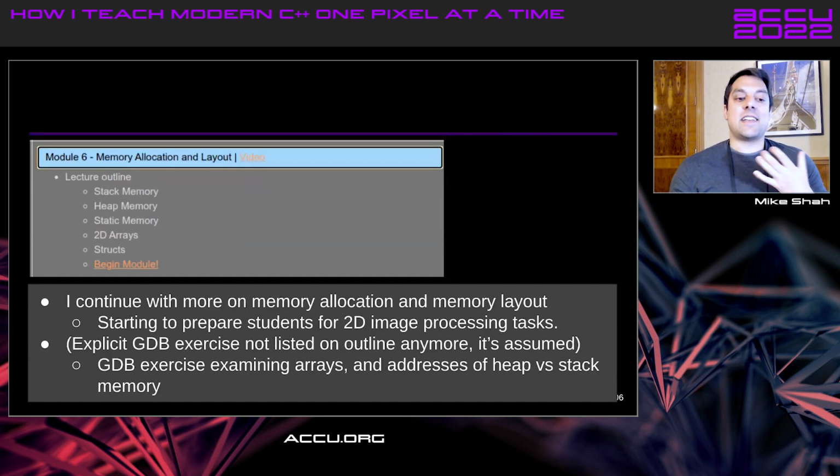Module 6, again, continuing on memory. We need plenty of exposure here, but students are learning about the stack and where these copies of things are being stored, heap memory, so they can dynamically allocate memory, static 2D arrays, structs, and so on. And again, we're doing GDB exercises where we can examine memory so they can see what exactly is in an array, that the addresses of the heap and the stack are spread out, implying that they are different.